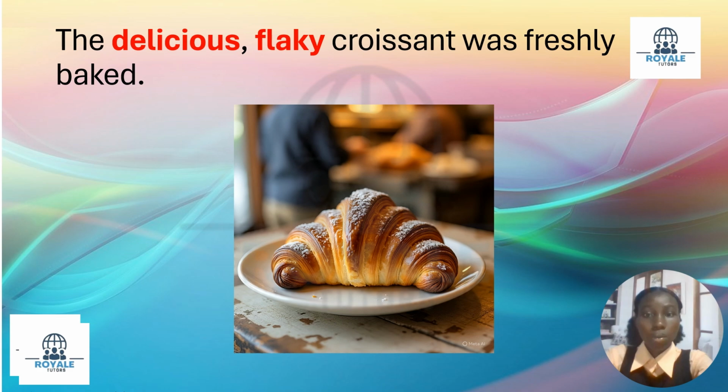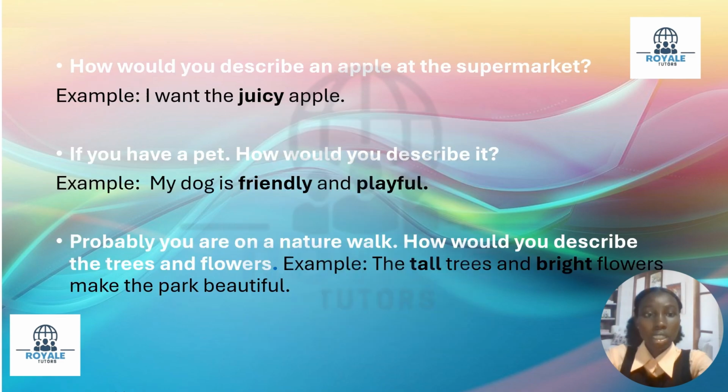So now we're going to take a look at some other examples. Now, how would you describe an apple at the supermarket? Example, I want a juicy apple. I want the juicy apple. Now, juicy is an adjective. Whether you love juicy things, you love things that are sweet and juicy. So you're describing the apple at the supermarket.